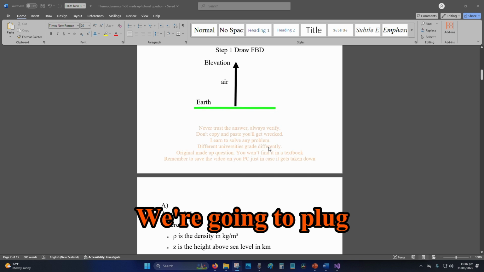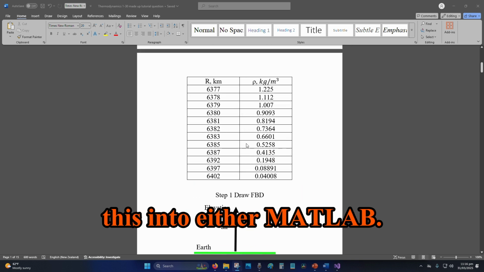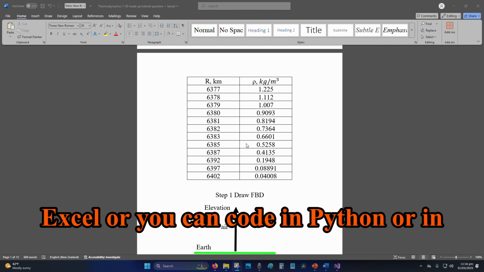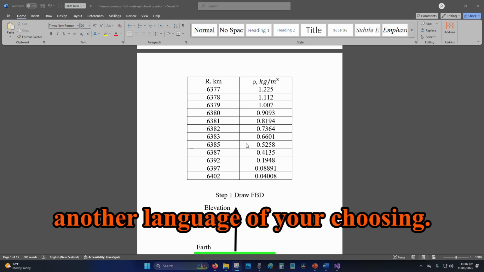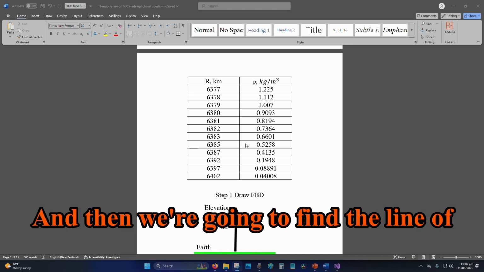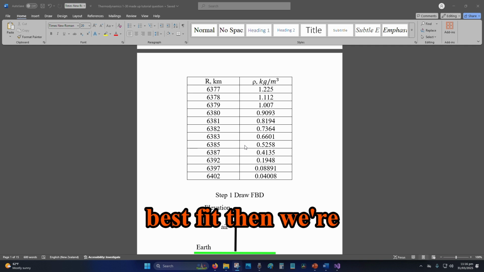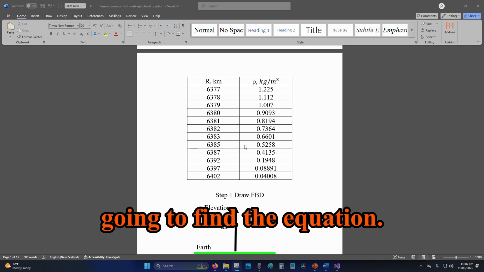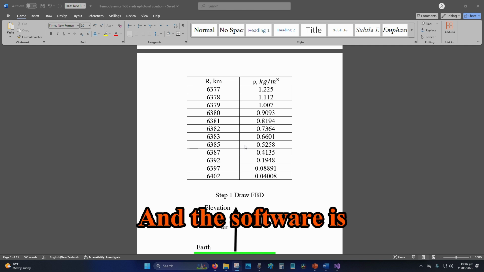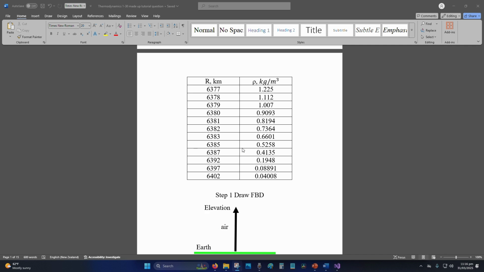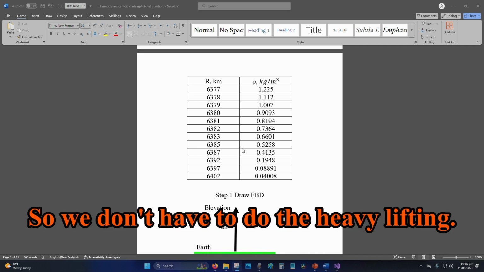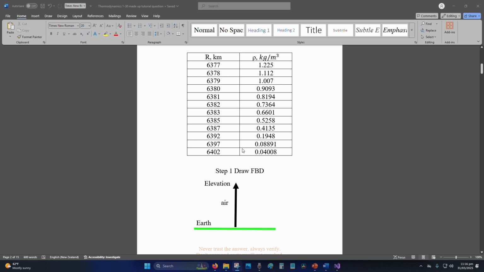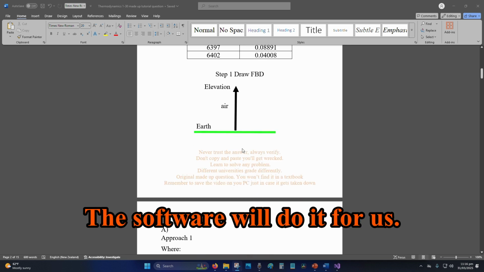We're going to plug this into either MATLAB, Excel, or you can code in Python or in another language of your choosing. And then we're going to find the line of best fit. Then we're going to find the equation, and the software is going to do it for us. So we don't have to do the heavy lifting. The software will do it for us.